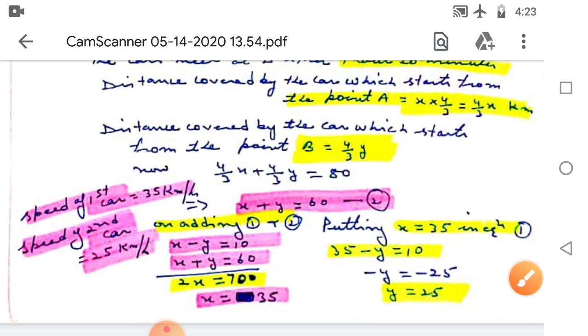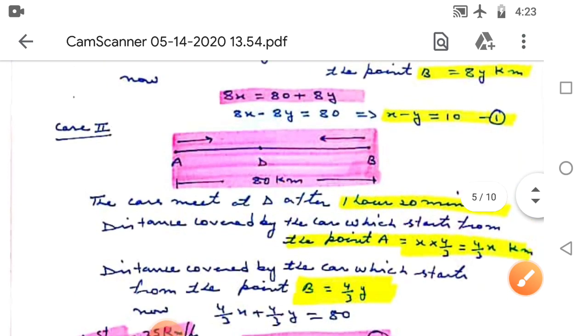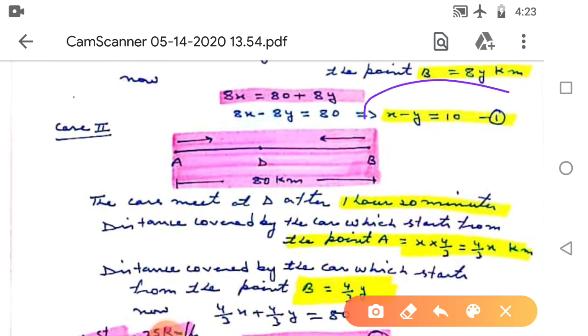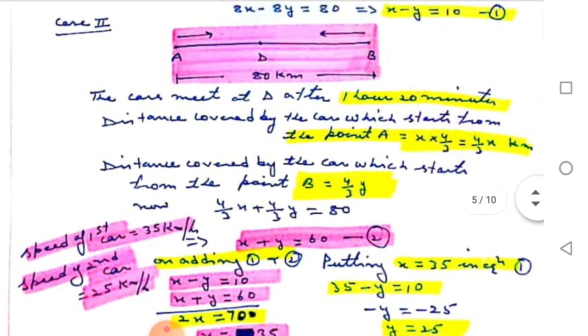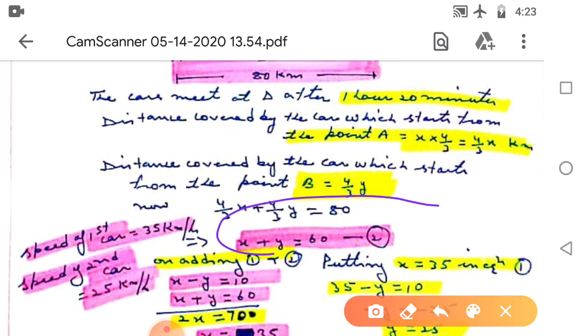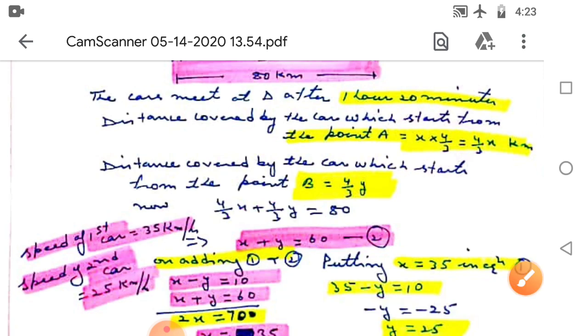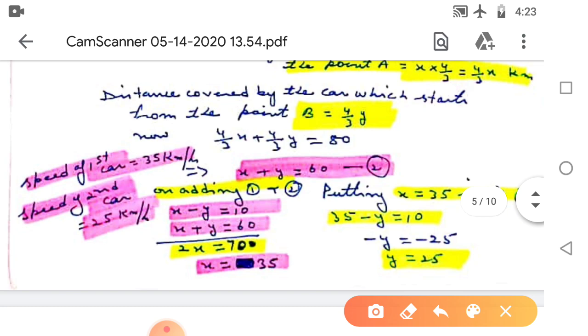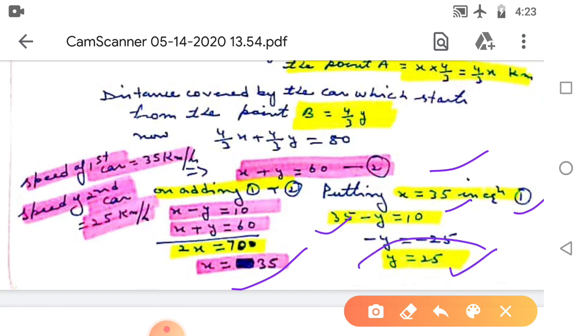The first one is x minus y is equal to 10, and the second is x plus y is equal to 60. Solve these two equations and the value of x comes 35, and after putting the value of x in equation 1, that is 35 minus y is equal to 10, so y is equal to 25.